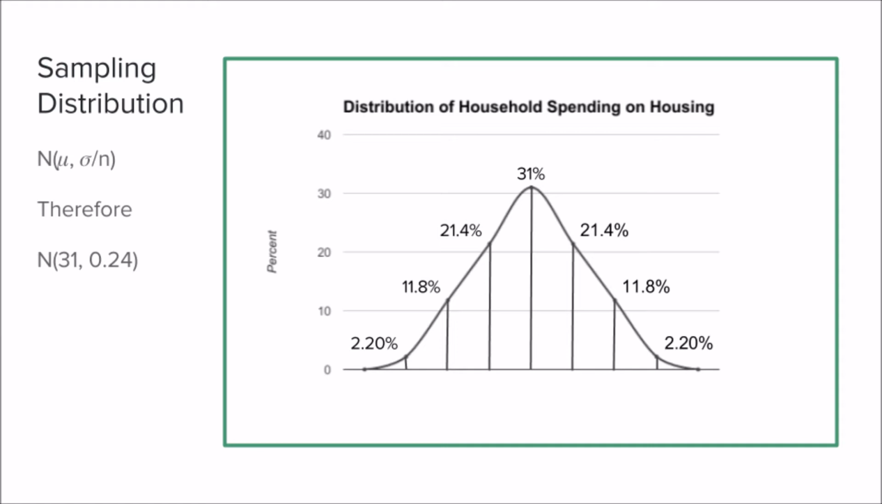When we find the sampling distribution, we have to establish what the mean, the standard deviation, and the standard error are. The mean is 31%, the standard deviation is 9.6%, and the standard error is 0.24%. Each point at the 1, 2, and 3 standard deviation mark is noted on the normal graph shown on the slide.